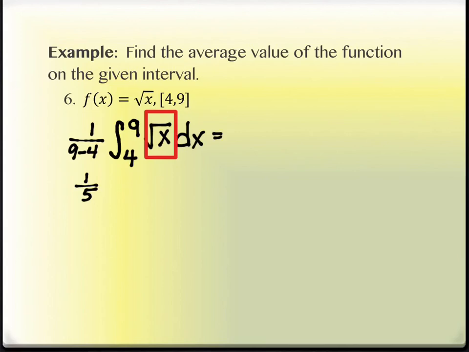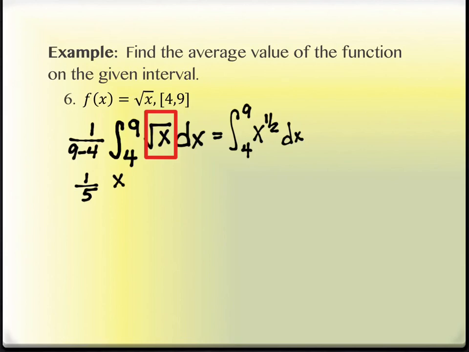Yeah, x to the 1/2. So instead, if you want to think about this, I'm doing from 4 to 9 of x to the 1/2 dx. All right, so what's the antiderivative of x to the 1/2? 2 over 3, x to the 3 over 2.